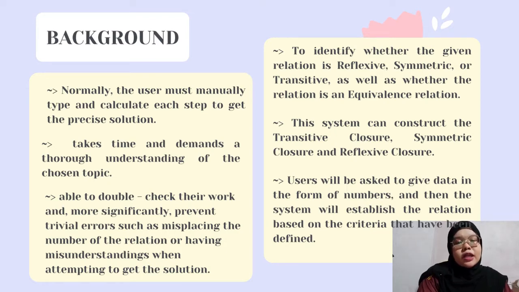So, the system that we design will be able to identify when the given relation is reflexive, symmetric, or transitive, and even if it is an equivalence relation. Furthermore, the system can also construct the transitive closure, symmetric closure, and reflexive closure, and as a consequence, users are able to save a lot more time and avoid careless errors. Users will be asked to give data in the form of numbers, and it will establish the relation based on the criteria that have been defined.